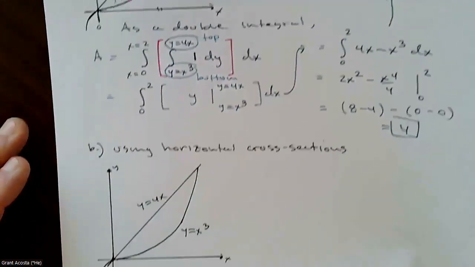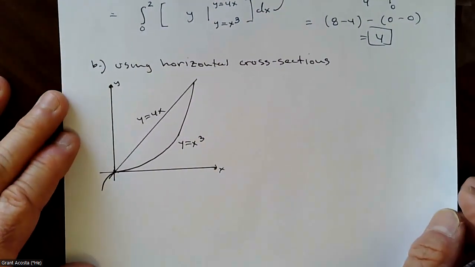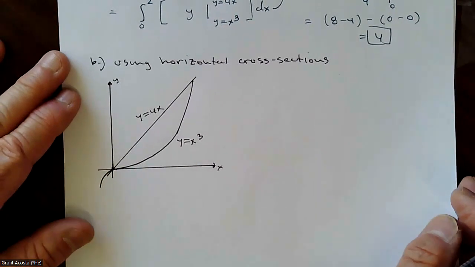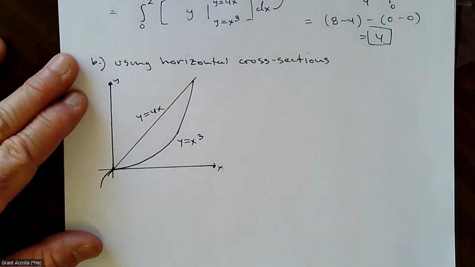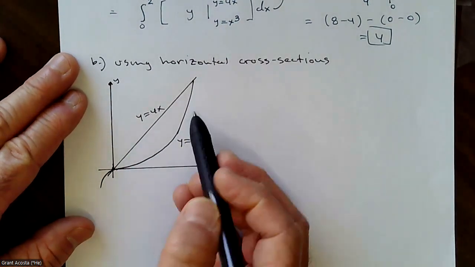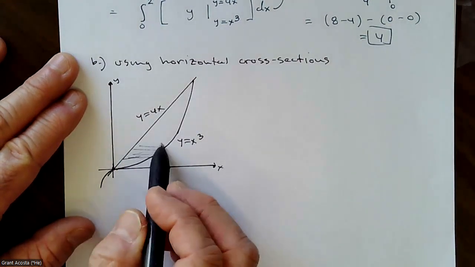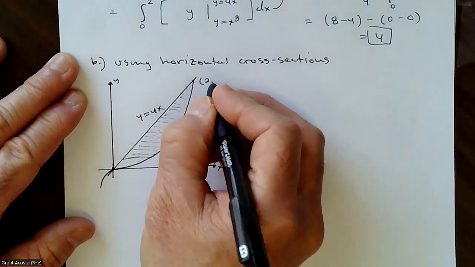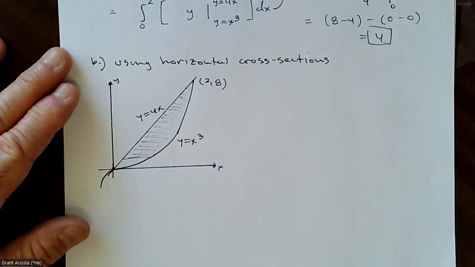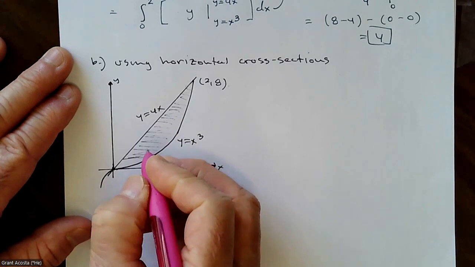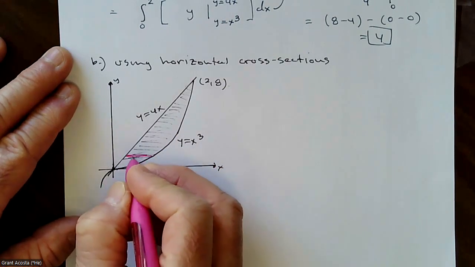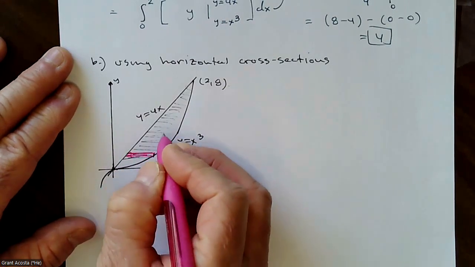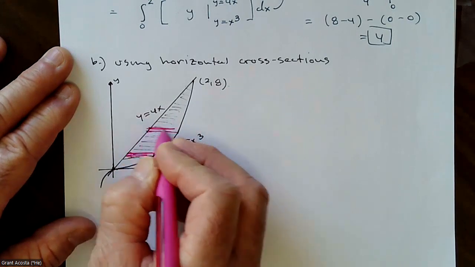Now you may recall in single integral calculus that you can also, if you want to, describe an area using horizontal cross sections or horizontal rectangles. So same figure here. This intersection was 2, 8. But now we're going to imagine filling this region up with a bunch of thin horizontal rectangles throughout the region.